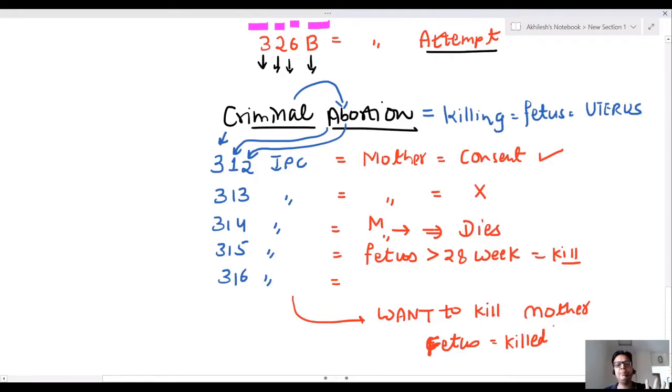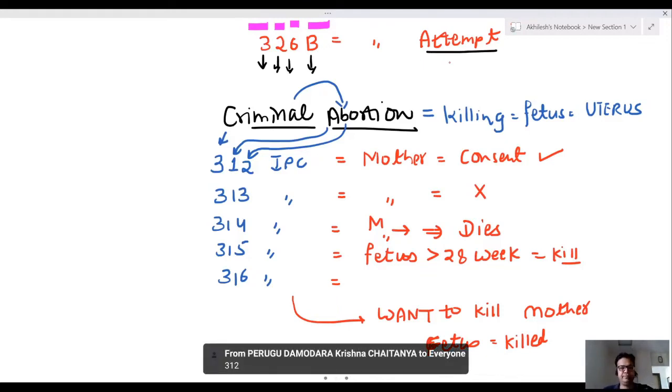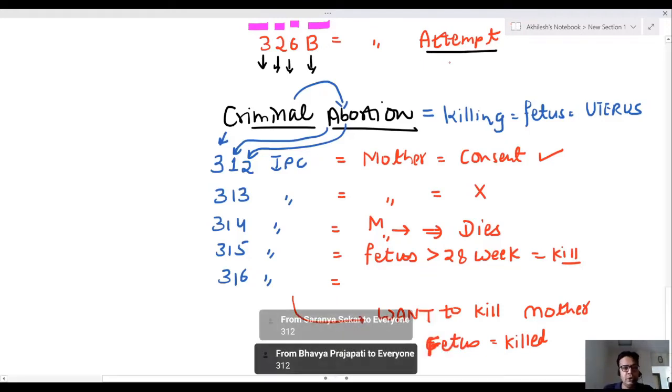Now, I am putting some questions to you. You will understand then what this is. Which IPC where mother and doctor both are punishable in criminal abortion, where the mother is giving consent? What is the IPC? Anyone? 312. During criminal abortion, if the mother dies, which IPC will be applicable?